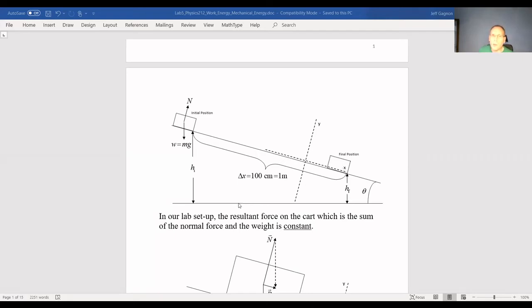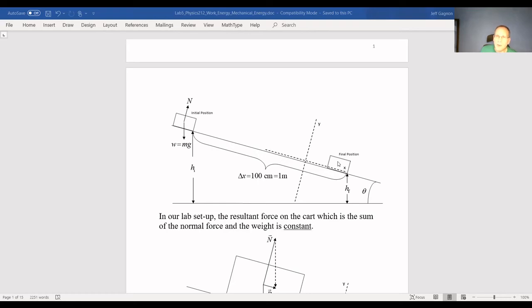And ultimately what we want to do is calculate the work done by the net force on that cart as it goes down the track. So the net work done as it undergoes that displacement of 1 meter down the track.